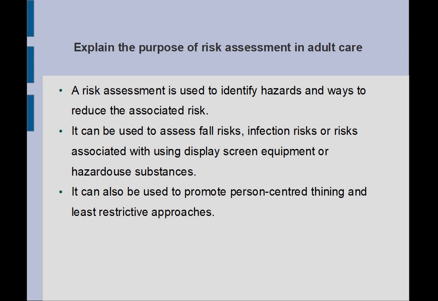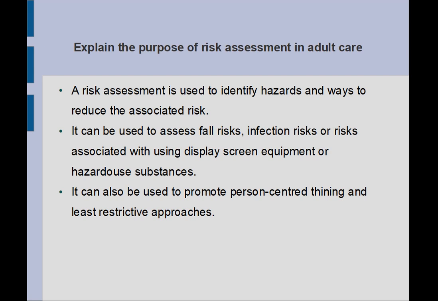So it could be used to assess fall risks, infection risks, risk associated with display screen equipment or hazardous substances. And it could also be used to promote person-centered thinking and least restrictive approaches. So let's think of an example for this. Let's say we work in a care home for older people with dementia.